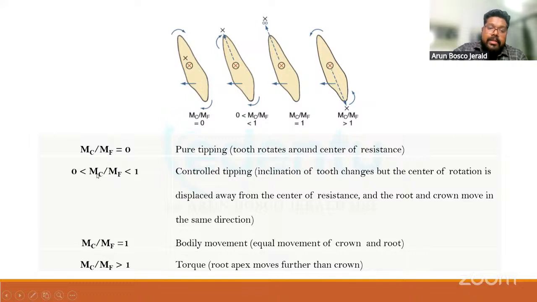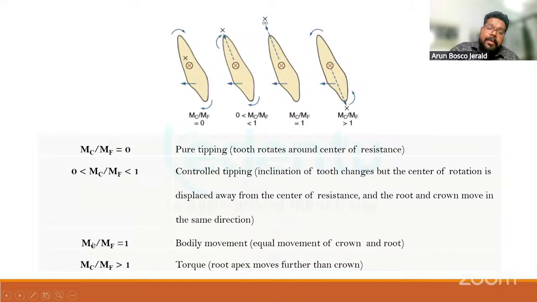If the ratio is more than 0 and less than 1, that means some amount of moment of couple, a counteracting couple, is there. The moment is there. That means there will be controlled tipping. That means there will be some amount of root movement and more of the crown movement.